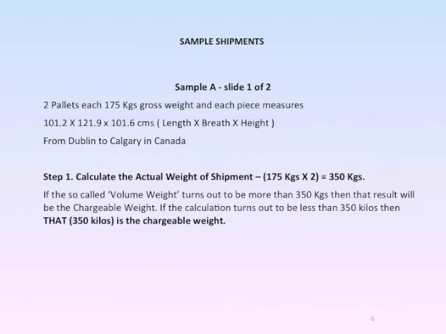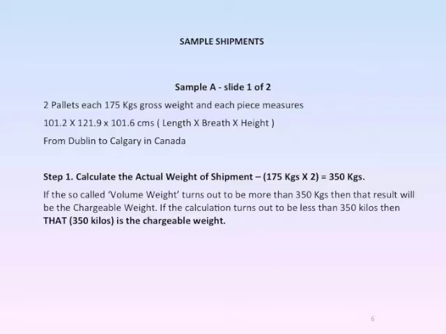Now we're going to look at some sample shipments. Now here we have 2 pallets, each weighing 175 kilos gross, and each piece measures 101.2 centimetres by 121.9 centimetres by 101.6 centimetres, your length by breadth by height. Shipment is going from Dublin to Calgary in Canada.